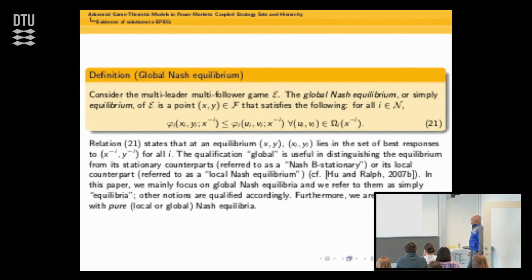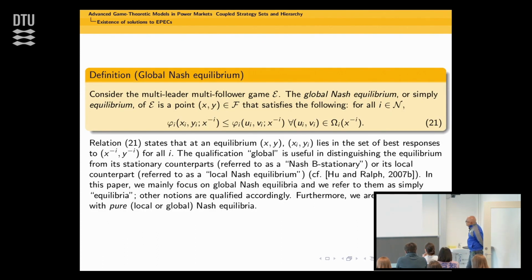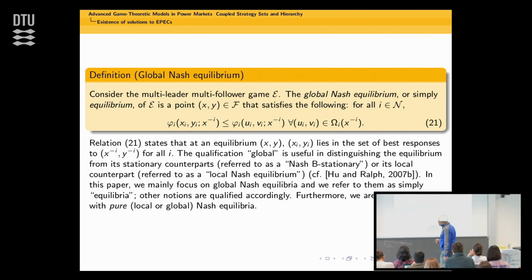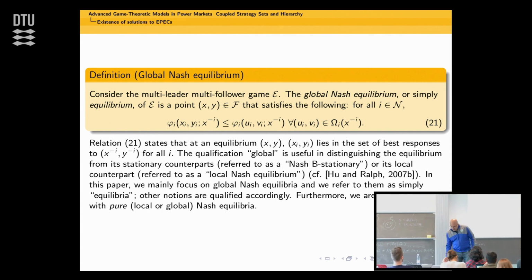Okay. So let's consider the multi-leader, multi-follower game E script, which was the original one. In this game, remember, we want phi of x_i, y_i, x_{-i} to be less than phi of u_i, v_i, x_{-i}. So this is the standard approach of the Nash requirement, while meeting the equilibrium constraints.